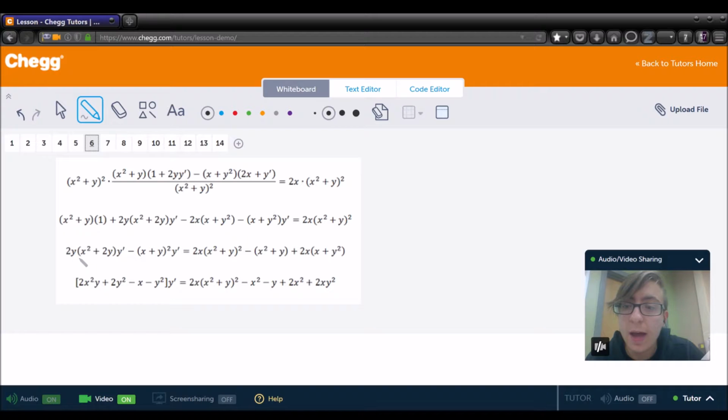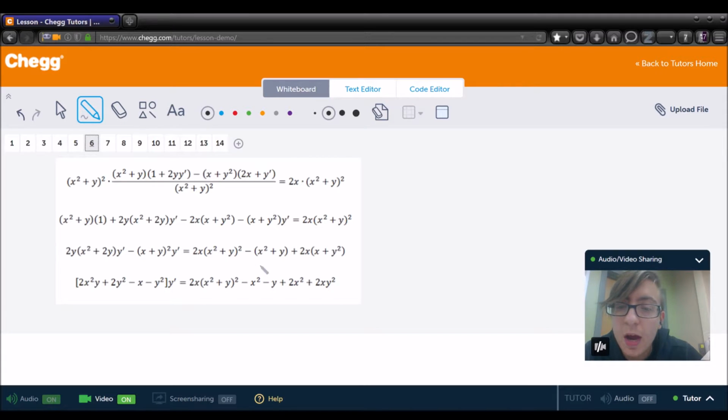So we have 2y times x squared plus 2y y prime. We already said that you can factor out the y prime, so that's why y prime is here. So we have 2x squared y. Where did that come from? You multiply 2y by x squared. Therefore, you get 2x squared y. Then if you multiply 2y by 2y, you get 2y squared. We open up these parentheses here, and we get minus x, and then because this is a plus here, and this negative carries over, you get minus y squared. And then on the outside, because we factored it out, we have y prime.